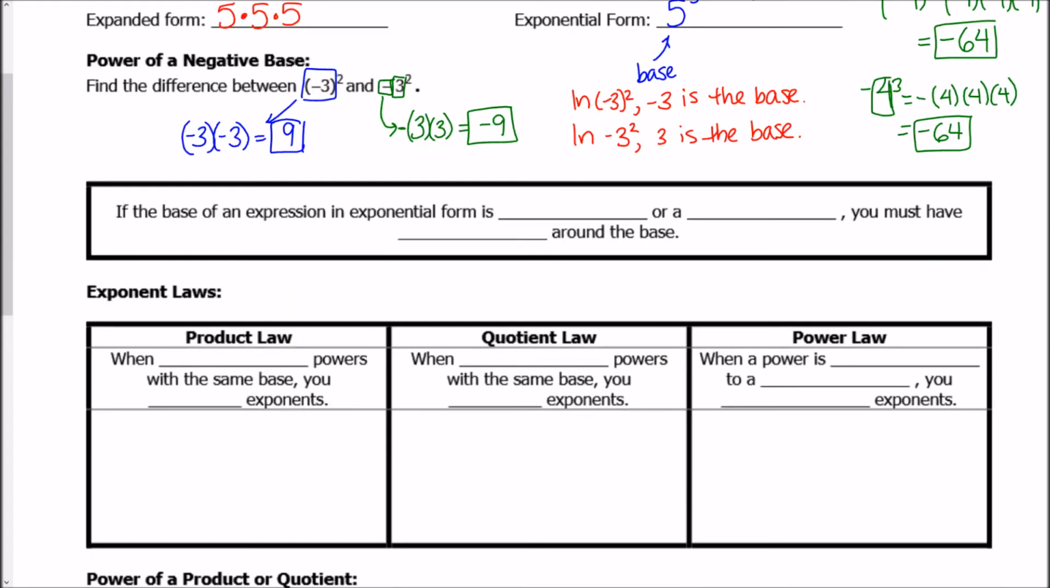Okay, so right here it says if the base of an expression in exponential form is either negative or a fraction, you must have brackets around the base always. That's really important that you make sure you do that.